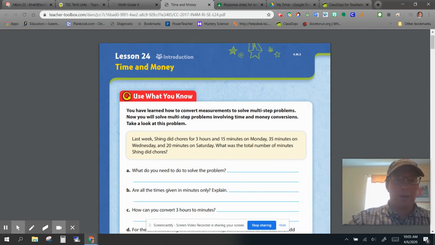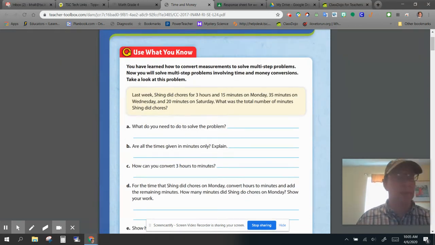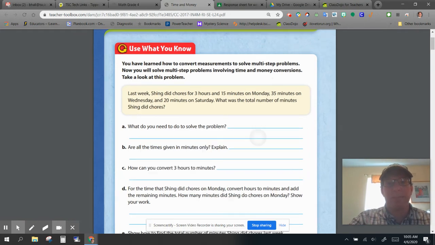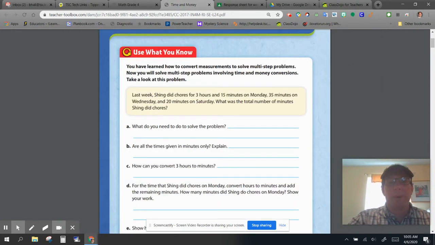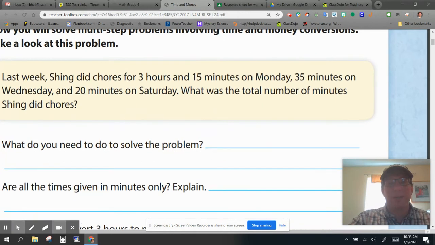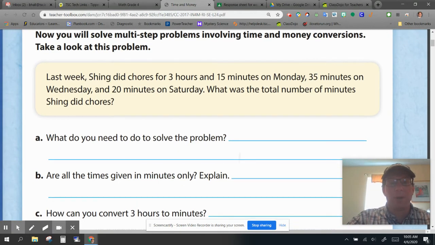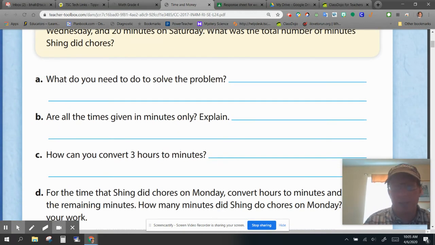Okay, so we are now on to week 2, we're doing lesson 24, which is time and money. It's going to be very similar to what we did last week because we have to convert. We have to have either all hours or all minutes to add them together. Apples and oranges, remember, cannot add them both. I'm not going to read it to you because you guys are more than capable of reading, and I only have a 5-minute window I have to finish this lesson up in.